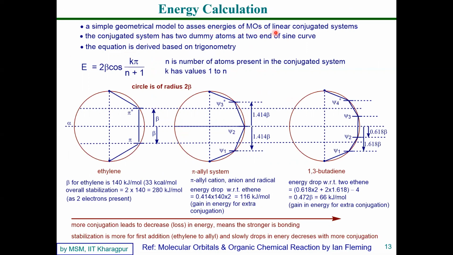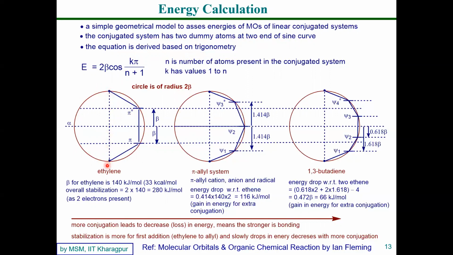With these assumptions, how does the energy equation come? It is a simple geometrical model to access the energies of molecular orbitals of a linear conjugated system. This comes from a conjugated system having two dummy atoms at the ends of the sine curve, as I described in my previous slide. The equation is derived based on trigonometry. If you take ethylene as your pi system and add two dummy atoms here and there, all at equal distance, you inscribe this whole framework inside a circle having radius 2 beta.